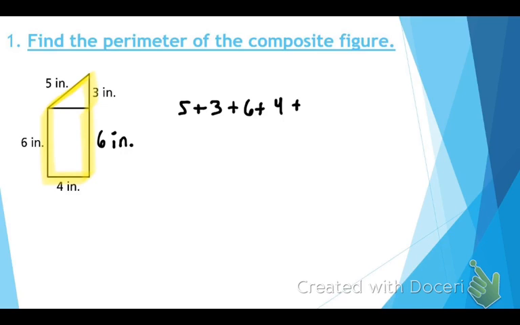A lot of you complicated that and tried to use really difficult formulas. Listen, perimeter is just the distance around the outside. What do you get when you add those up? 24 inches.